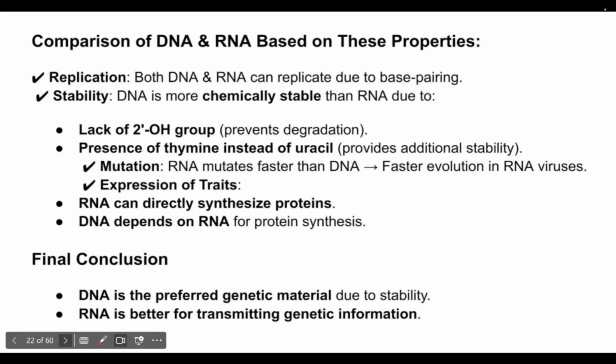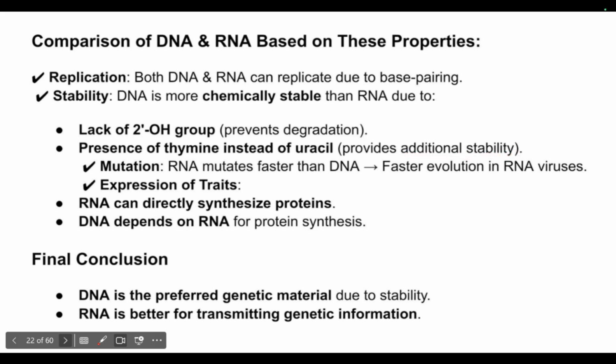If we compare DNA and RNA, then we can simply say that DNA and RNA both can replicate because both can show base pairing. DNA is chemically more stable than RNA because DNA lacks a hydroxyl group present on the 2' carbon, which prevents it from degradation, and there is thymine present in DNA instead of uracil, which provides additional stability.